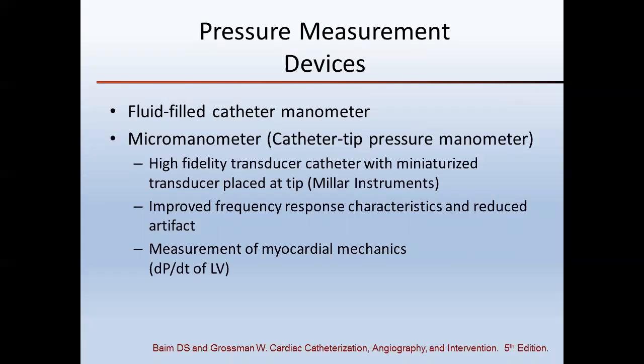It has a high fidelity transducer at the tip, so it gives you really sharp, nice tracing. So you don't see any catheter artifact and it is much more accurate. And also, if you want to measure the increase in pressure over time, called dP/dt, which is a measure of contractility, for that you really need good accurate tracing. So you can do those with a micromanometer catheter. However, it's not practical for day-to-day practice.